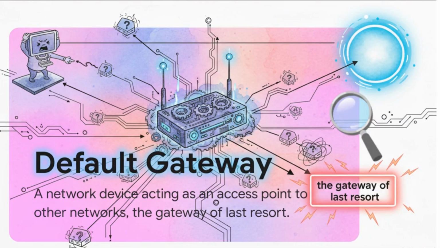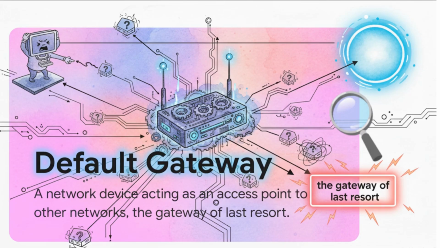Now, what's really interesting about this slide is the specific wording of this definition. A default gateway is a network device, typically a router, that acts as an access point allowing traffic to flow outside the local subnet. Notice that phrase right at the end there, the gateway of last resort. I know, it sounds like something straight out of a sci-fi movie, doesn't it?